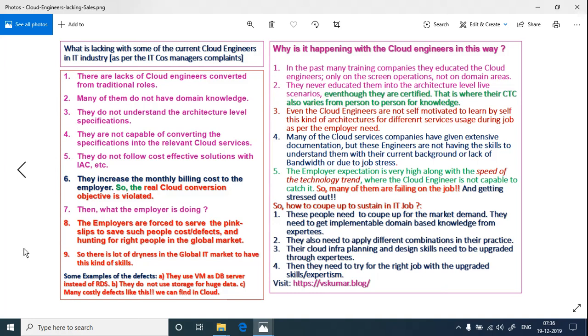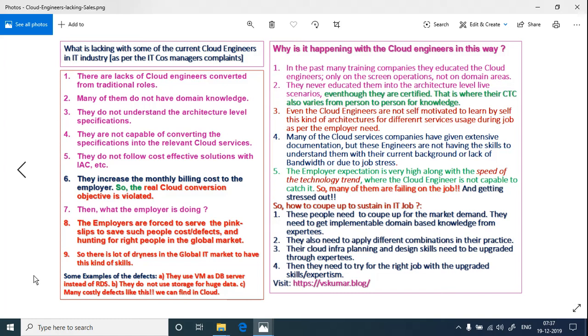Some examples of defects: they use a VM as a DB server instead of RDS. They may know RDS, but the person given the task might be from a traditional setup and never exposed extensively to the cloud. Then they'll say, why don't you use a virtual machine and set up MS SQL Server simply? So this person needs to follow blindly, instead of being told there is an RDS service he can use to set up all those things, because explaining takes longer for the cloud engineer. Even the lead or project manager should be capable enough to catch that knowledge and implement those best practices.